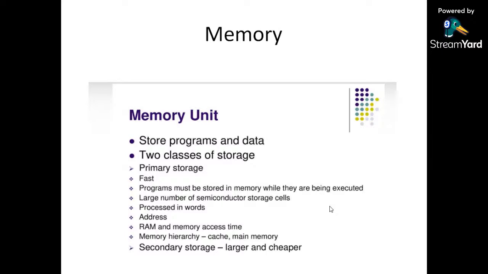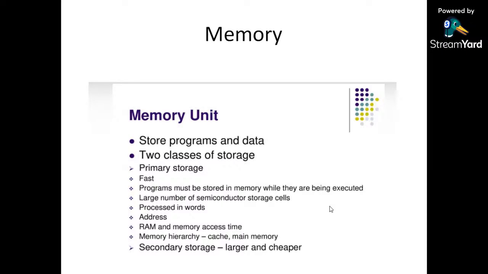Okay, there are two classes of memory. Basically, there is a memory hierarchy which is associated with each and every computer, and we are going to learn more about memory in detail when we cover the lecture on memory. But broadly, memory is divided into two classes. One is primary storage memory. Primary storage consists of RAM. Primary storage is a fast memory.